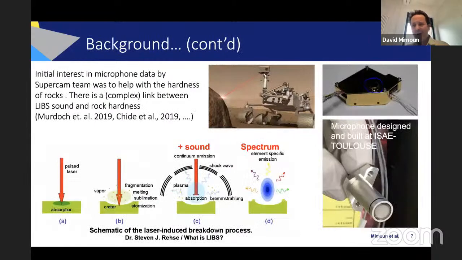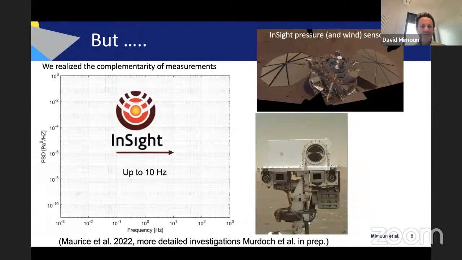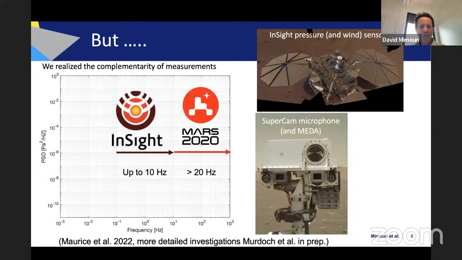We also designed the microphone for SuperCam in the team. And if the primary interest was more related to rocks, we realized the complementarity of the measurements of this microphone with what we were looking for in turbulence. Now with InSight, we had the turbulence measurement up to 10 hertz, and over 20 hertz the microphone helped us to get more data. So that's the interest that we were looking at.